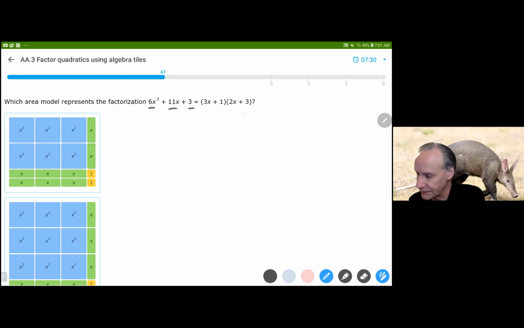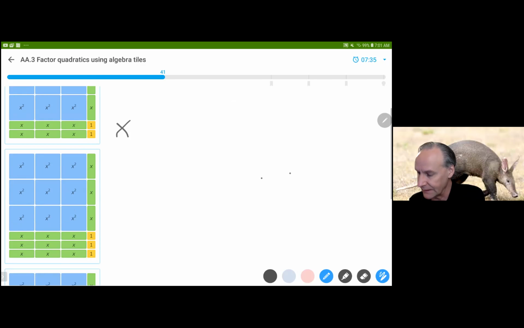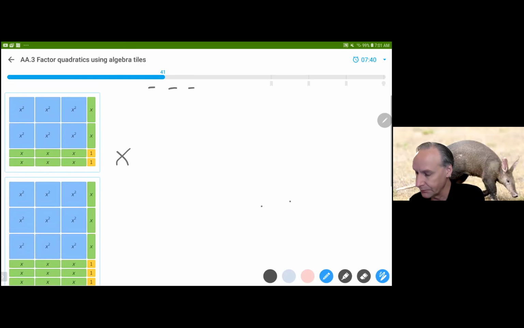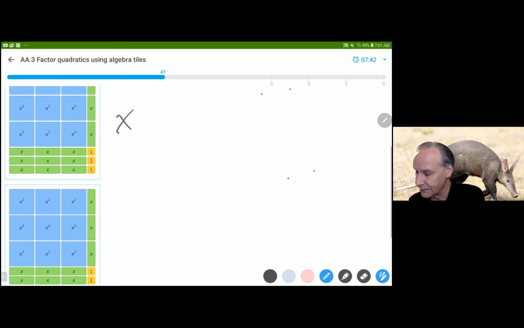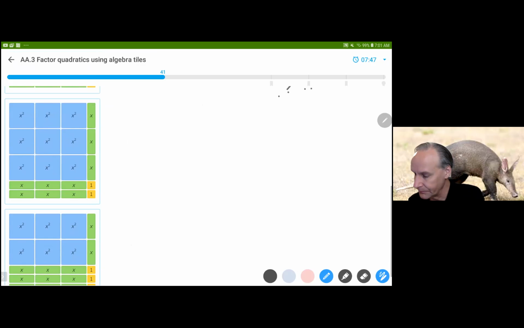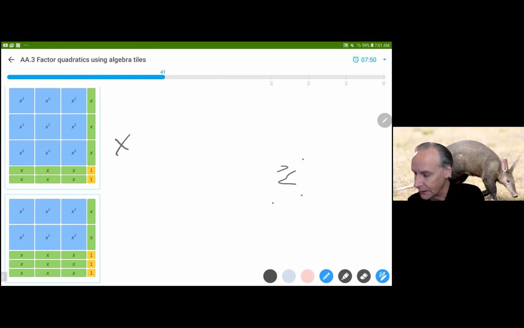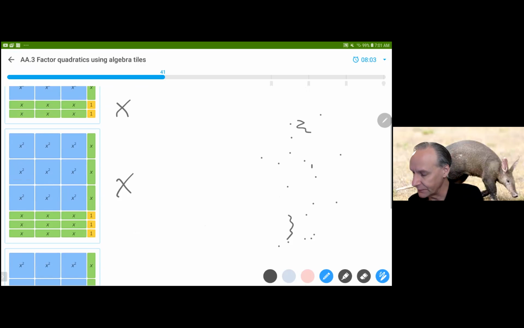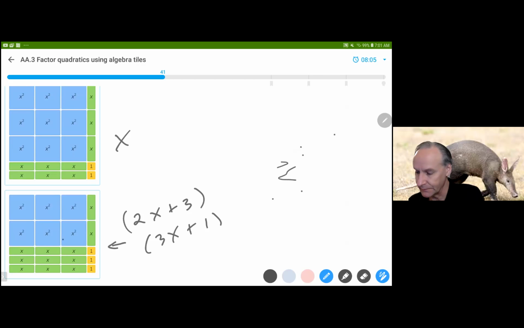Anyway, we've got a 2x plus 3. We clearly want to have 3 units down at the bottom, so that's not it. This one has a 3x plus 3. Nope, this one's not it. This one has a 3x plus 2. Nope. And this one has a 2x plus 3. That's this side over here, and a 3x plus 1. Let's see if that's the one we're looking for. Yeah, 2x plus 3 and a 3x plus 1. There it is.